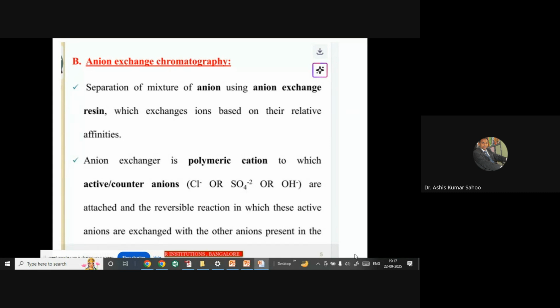Separation of a mixture of anions using an anion exchanger, which exchanges ions based on their relative affinity. The anion exchanger is a polymeric cation to which active counter anions are attached, and in a reversible reaction these active anions are exchanged with the other anions present in it. So we can separate anions by anion exchanger resin.